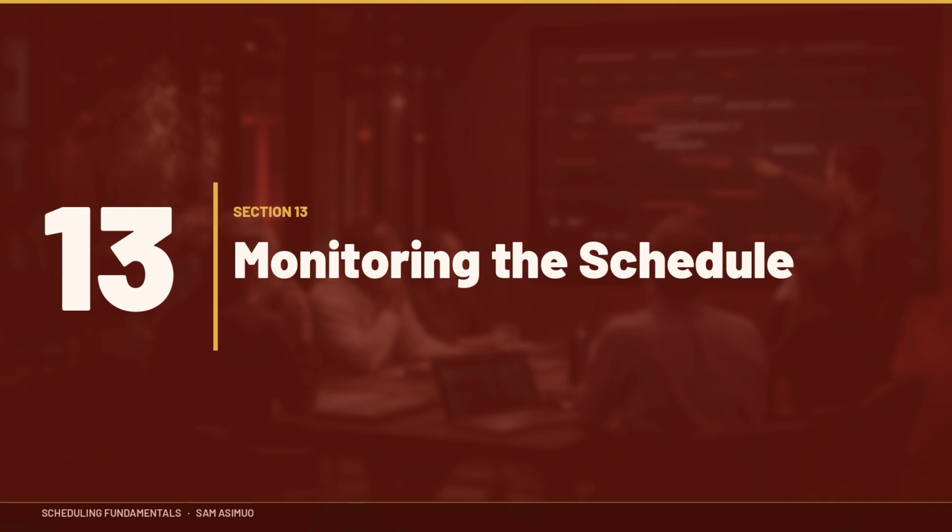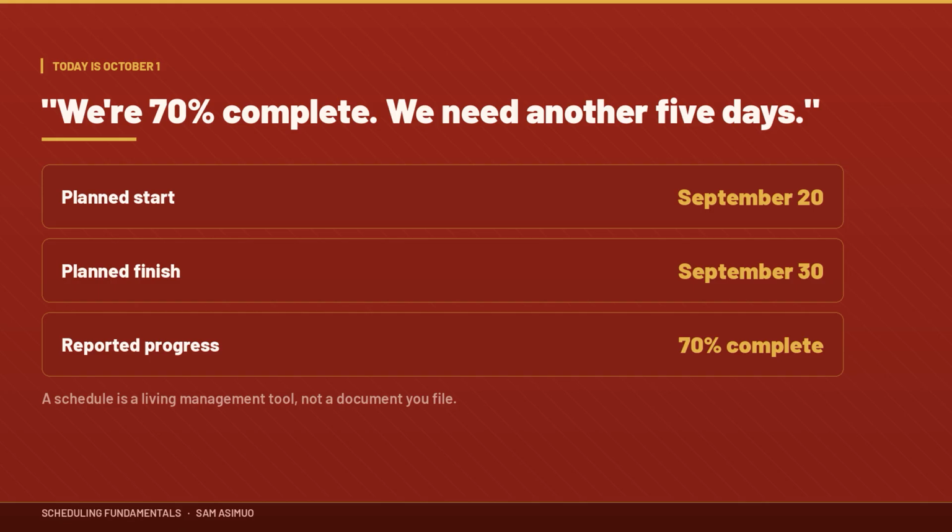Section 13. Monitoring the schedule. Building the schedule is only the beginning. A schedule is a living management tool. As project manager, you continuously update it. Let's say today is October the 1st. An activity was supposed to start September the 20th and finish September the 30th. But the team tells you we're only 70% complete and we need another 5 days.